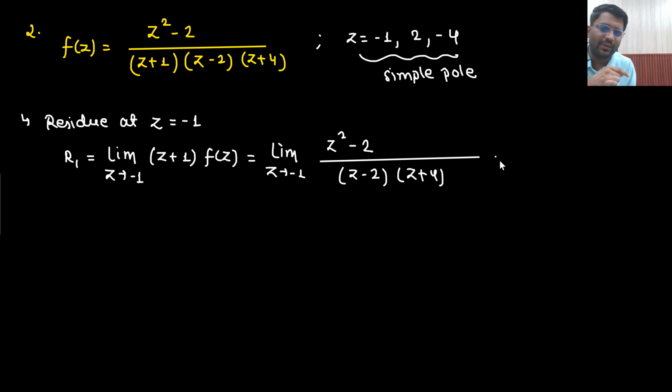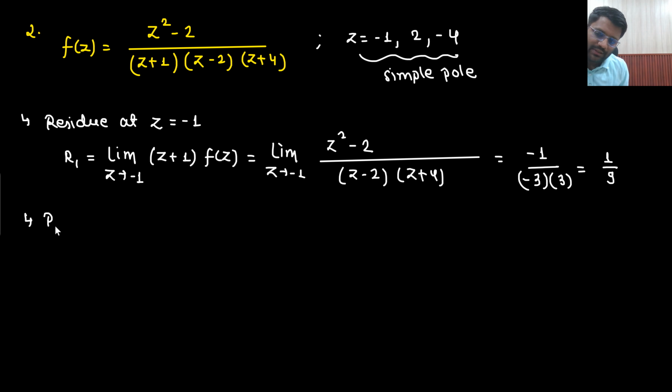So simply put z equals -1 here. If I put -1 here, what will it become? 1 minus 2, which is -1, divided by -3 into 3. So the answer is 1 by 9. So that is the residue at z equals -1.